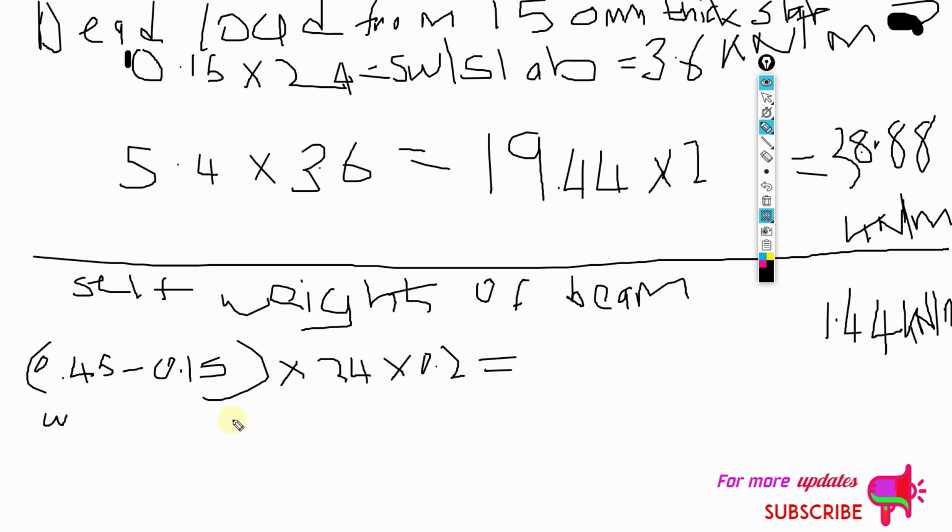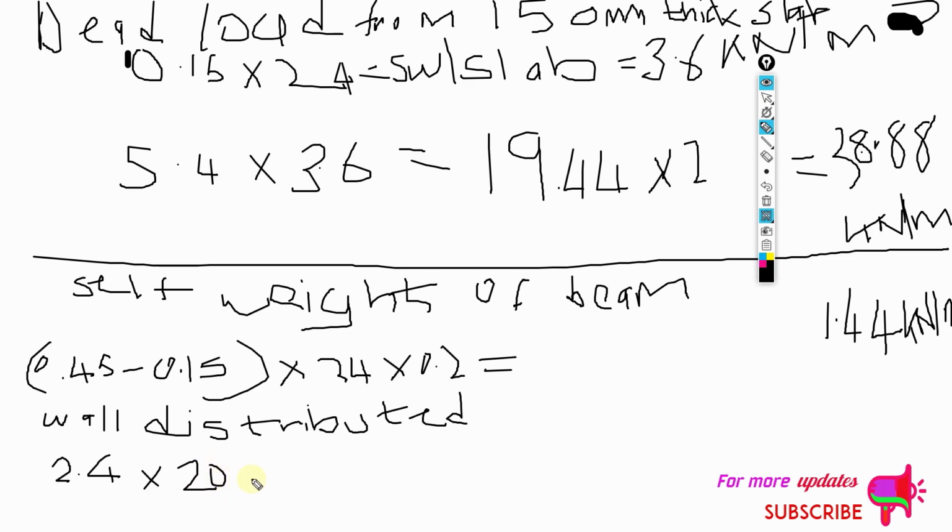The distributed weight of the masonry wall will be equal to the height of the wall, that is 2.85, minus the depth of the beam on top, that is 0.45, which leaves 2.4, multiplied by the unit weight of masonry wall, that is 20 kilonewtons per meter cubed, multiplied by the thickness. You get approximately 9.6 kilonewtons per meter.